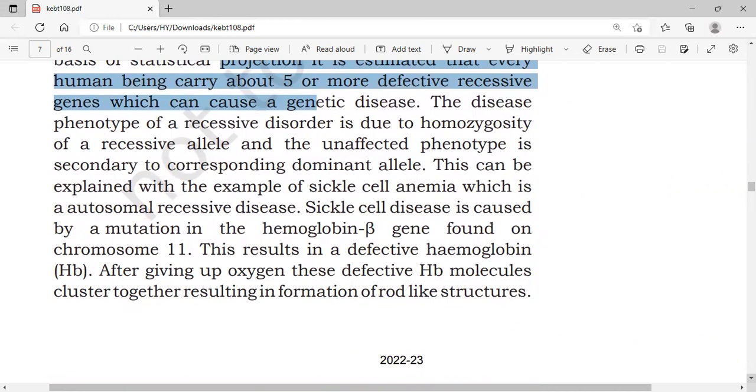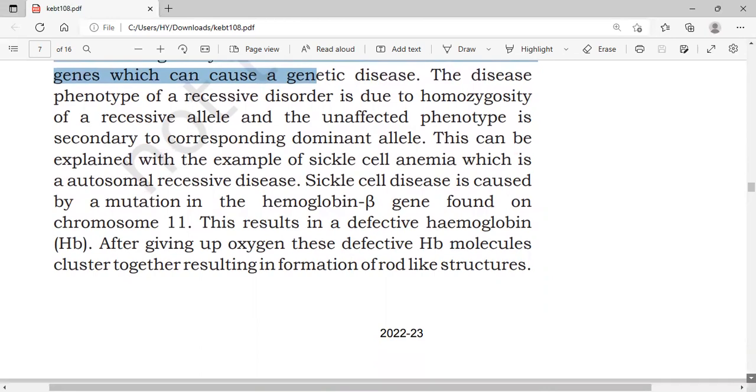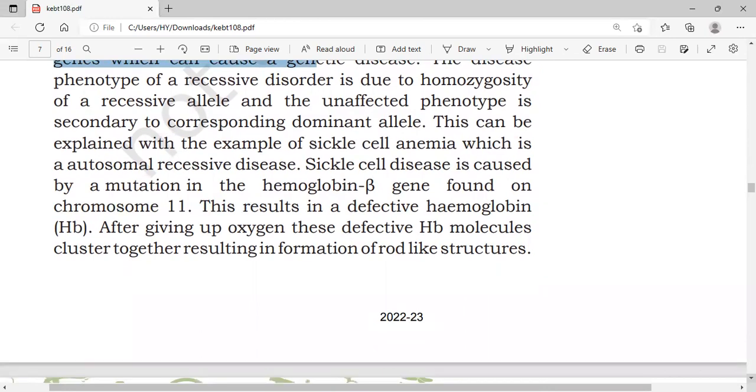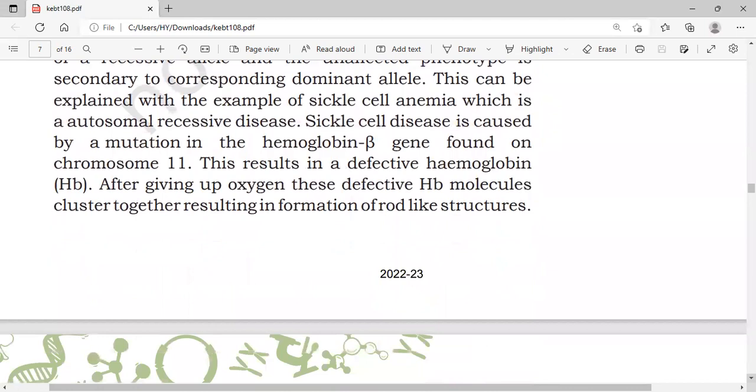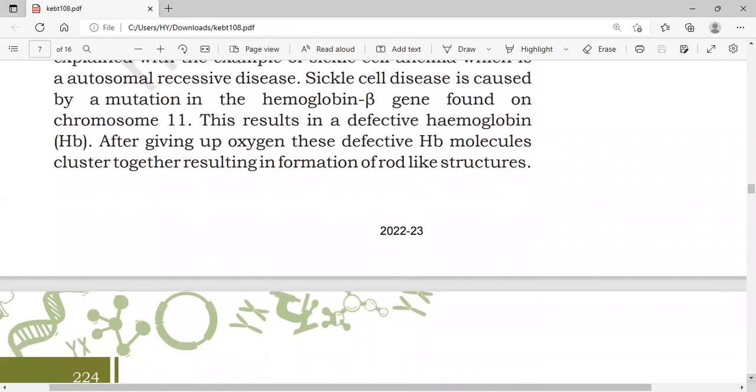The disease phenotype of a recessive disorder is due to homozygosity of recessive alleles, and the unaffected phenotype is secondary to the corresponding dominant allele. This can be explained with the example of sickle cell anemia, which is an autosomal recessive disease. Sickle cell disease is caused by a mutation in the hemoglobin beta gene found on chromosome 11.